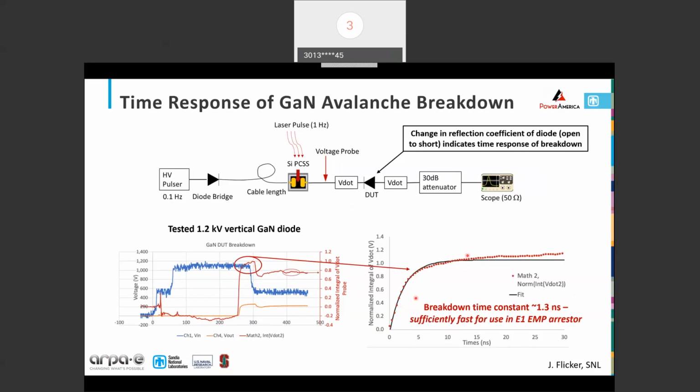So I think these are pretty neat measurements that Jack and some other folks here at Sandia have been able to do. So, okay.